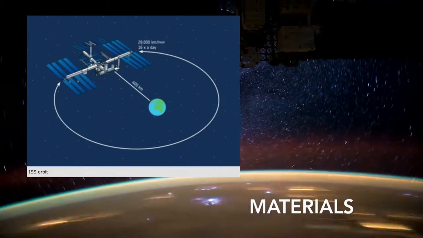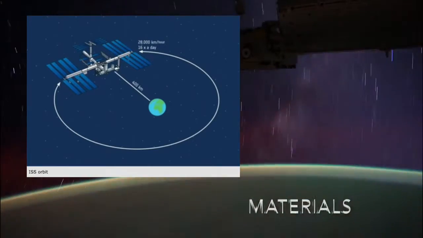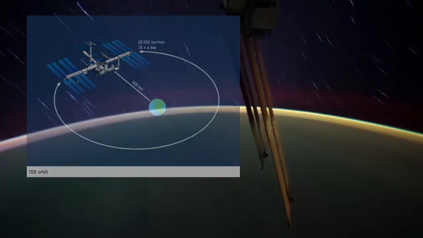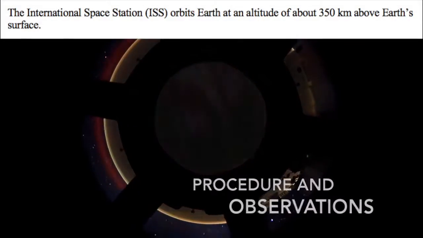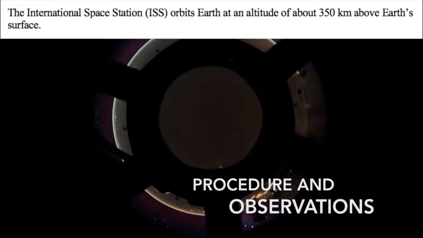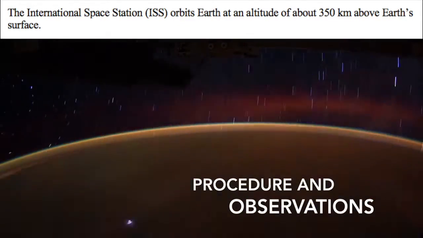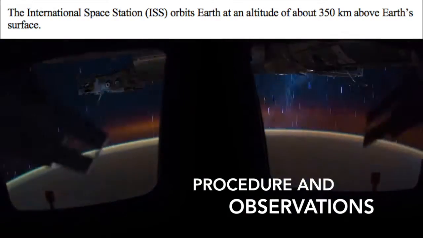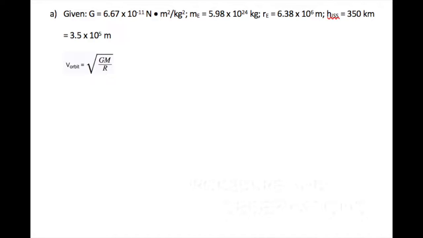Of course, the real satellite engineers tracking the space station use other satellites, telescopes, and computers. The International Space Station orbits Earth at an altitude of 350 kilometers above Earth's surface. We must determine the velocity needed by the International Space Station to maintain its orbit. The first step is to know what we were given.